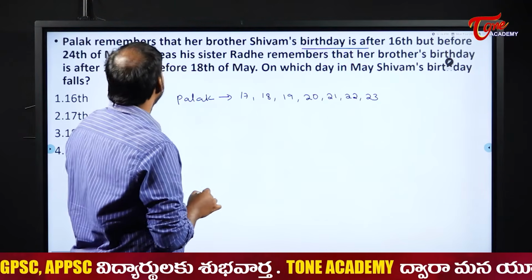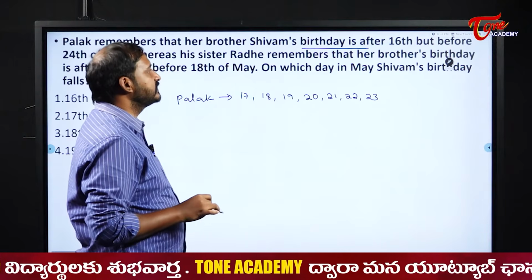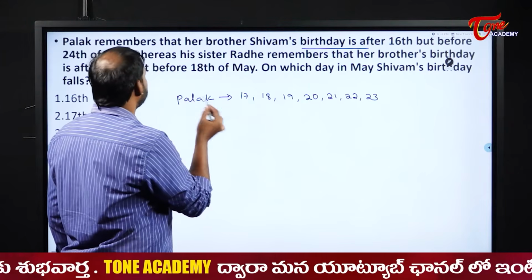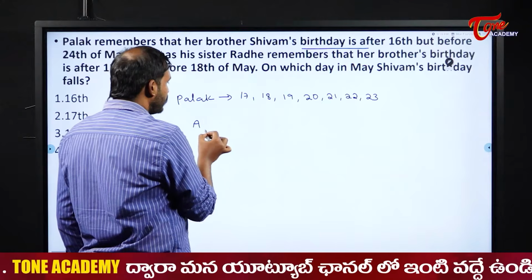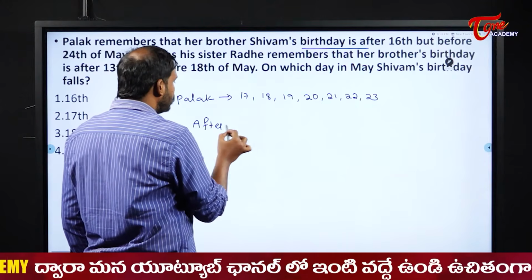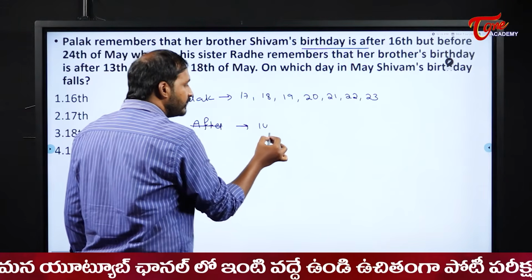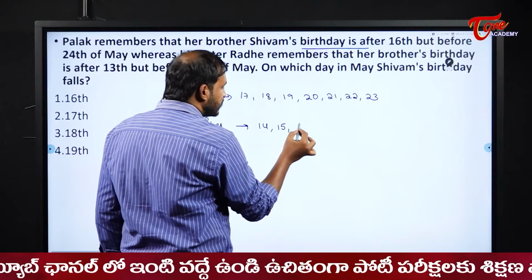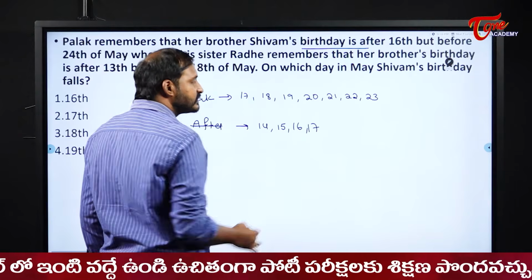Next. Whereas his sister Radhe remembers that her brother's birthday is after 13 but before 18. After 13 but before 18. That means 14, 15, 16 and 17. Before 18, right? So 17.